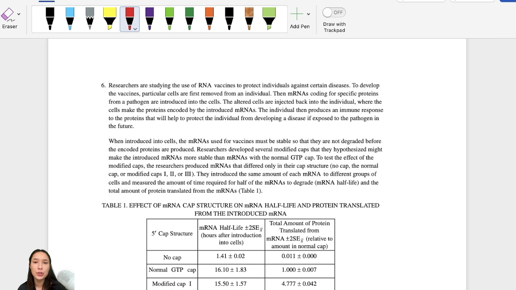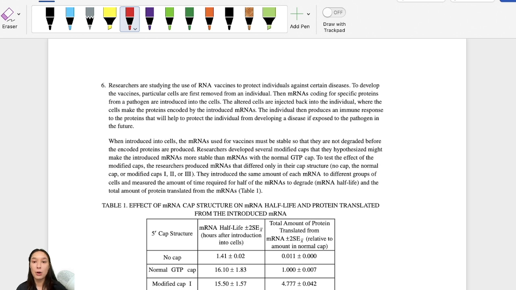This one says, researchers are studying the use of RNA vaccines to protect individuals against certain diseases. To develop the vaccines, particular cells are first removed from an individual, then mRNAs coding for specific proteins from a pathogen are introduced into the cell. The altered cells are injected back into the individual, where the cells make the proteins encoded by the introduced mRNAs. The individual then produces an immune response to the proteins that will help to protect the individual from developing a disease if exposed to the pathogen in the future.